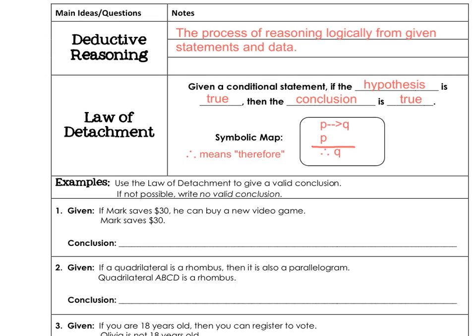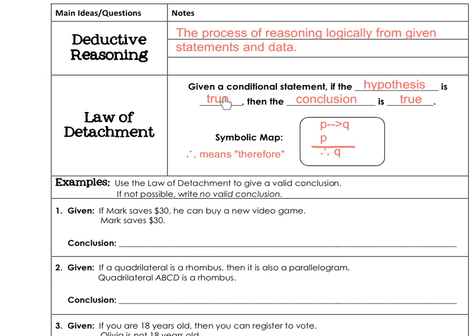Okay, so deductive reasoning is the process of reasoning logically from given statements and data. And so there are two laws associated with deductive reasoning. One is the law of detachment, and we'll see the next law in just a minute, the law of syllogism. But for right now, let's just look at the law of detachment.